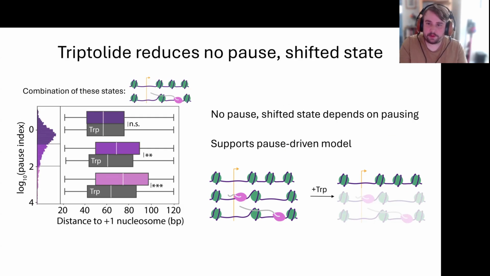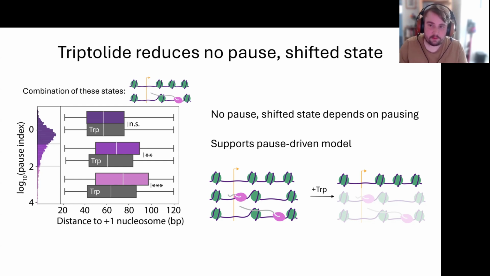And what we find when we treat with triptolide is that we largely lose this shifted but no pause state that we were unclear whether it's caused by pausing or not. So if we're looking here, we're plotting the distribution of the distance to the +1 nucleosome, either untreated in color or triptolide treated in gray. And we're looking at different bins of pause index increasing as we go down. And what you can see is that the overall shift of the +1 nucleosome, when you don't observe a pause, increases as we increase pause index, but then when we treat with triptolide, it doesn't increase anymore, suggesting again that this is pause dependent.